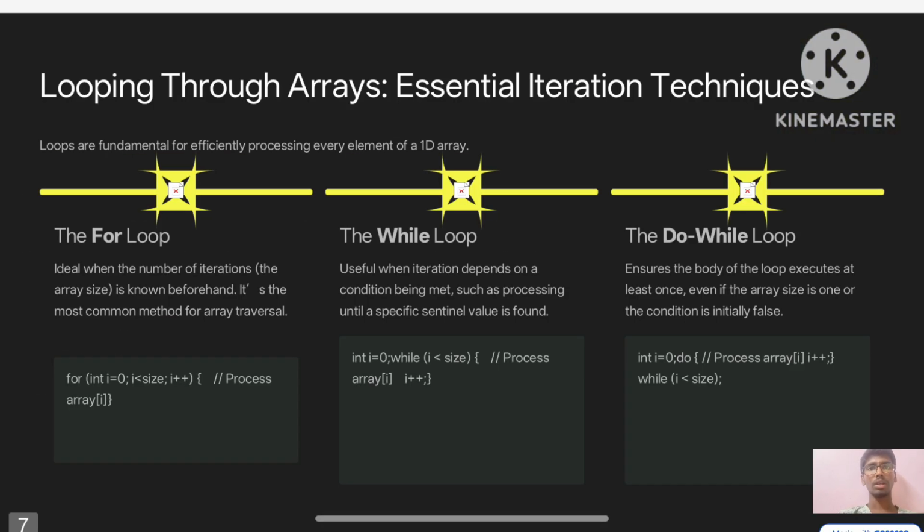Essential iteration techniques. The for loop is ideal when the number of iterations, the size of an array, is known beforehand. It's the most common method for array traversal. The while loop is useful when the iteration depends upon a condition being met, such as processing until a specific condition is met or a value is found. The do while loop ensures the body of the loop executes at least once, even if the array size is 1 or the condition is initially false.